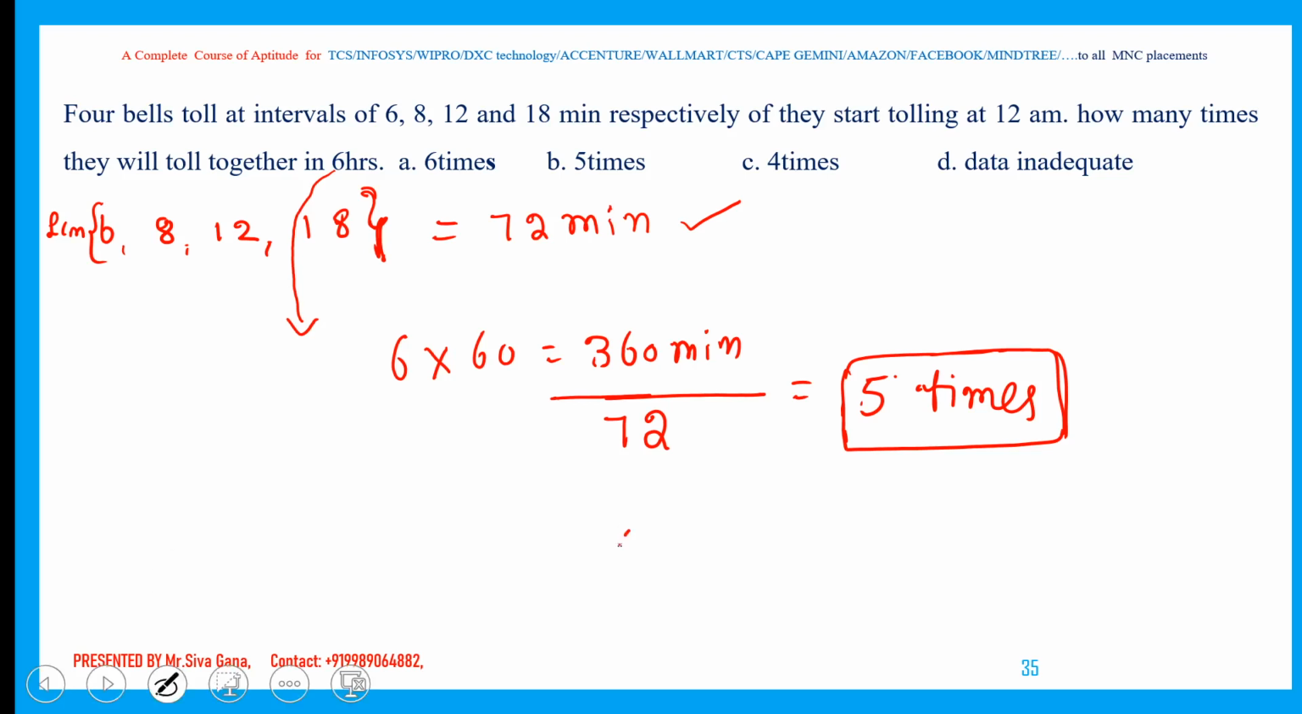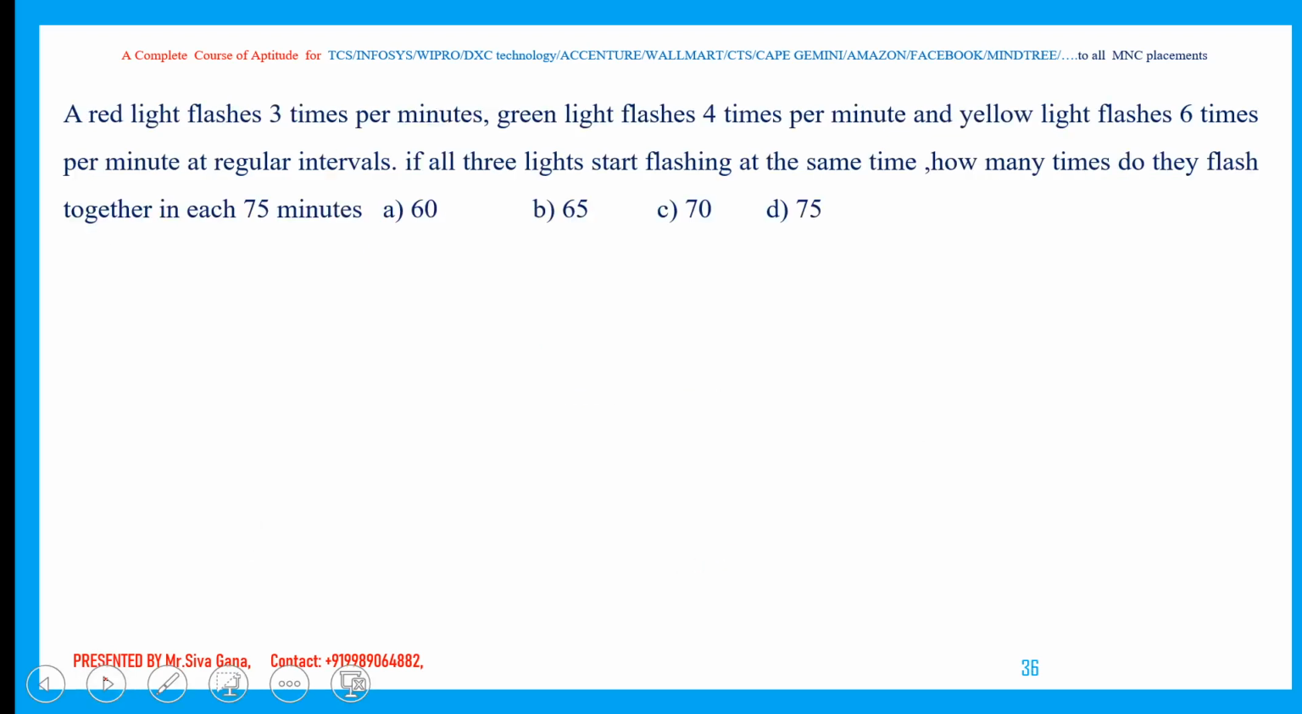Superb question from the LCM concept. A red light flashes 3 times per minute. Similar kind of question, but a very important one also. So for one flash, how much time will it take? For one flash, the red light takes 1/3 minutes.